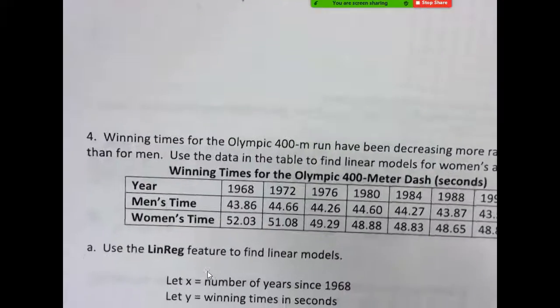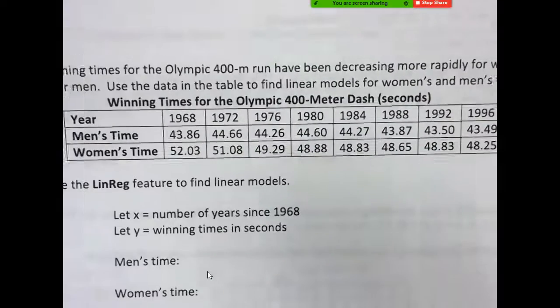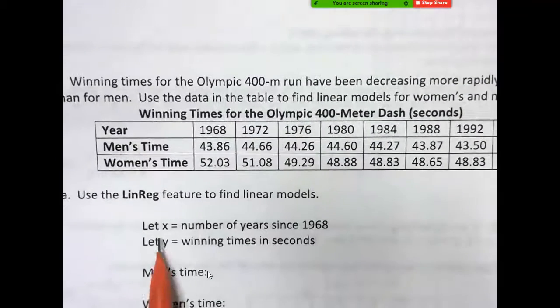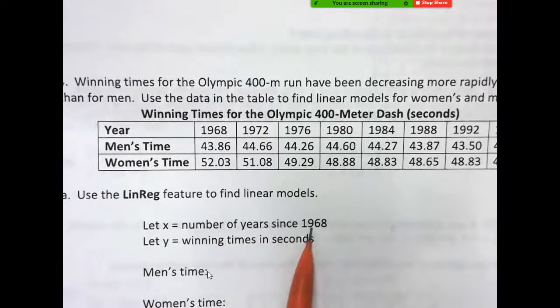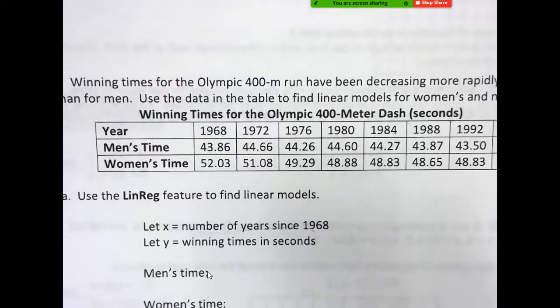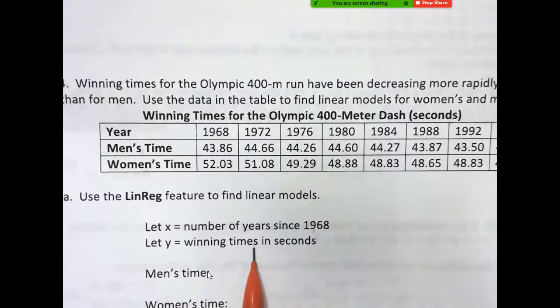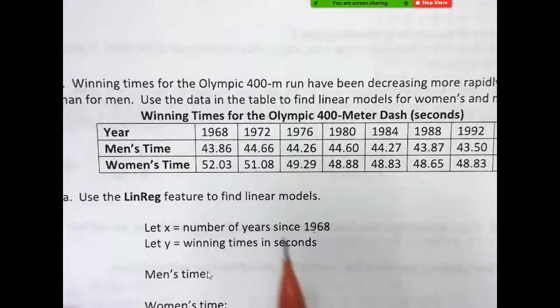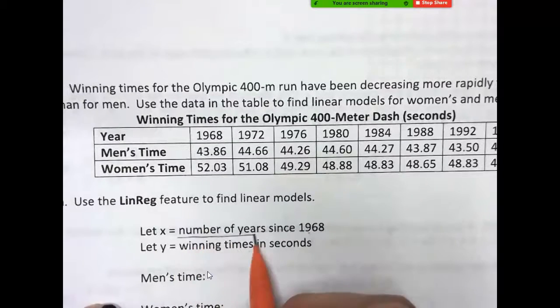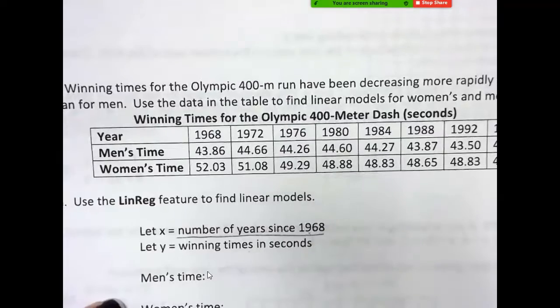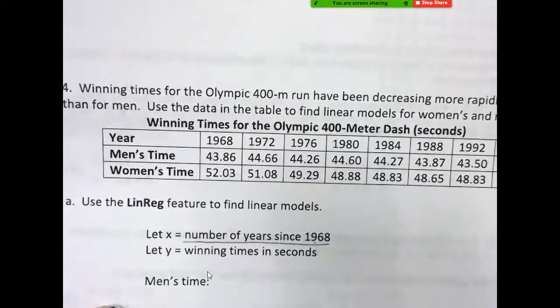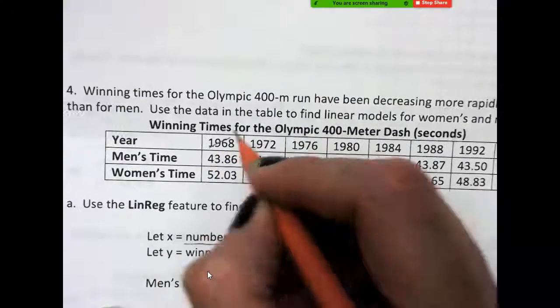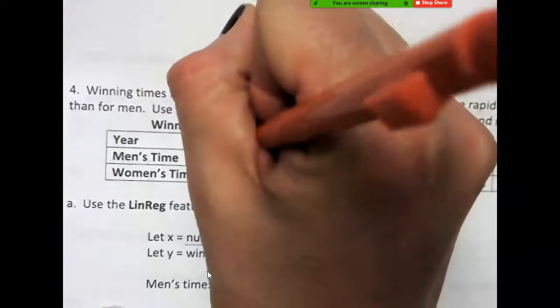Let's look at example 4. So again, X represents the number of years since 1968. Y represents the winning time in seconds. Now you have to be careful, because I stated that it's the number of years since 1968, which means we're not actually typing in the years. We're typing the number of years since then.